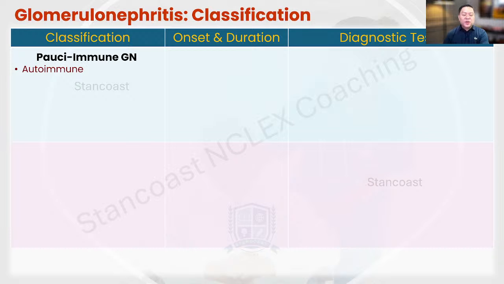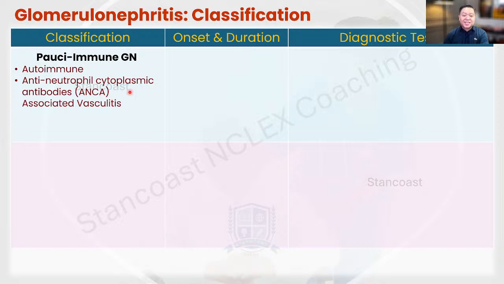Now, the cause is known to be the anti-neutrophil cytoplasmic antibodies, or known as the ANCA, or I'll just call it ANCA. And this is associated vasculitis. So again, that's anti-neutrophil cytoplasmic antibodies associated vasculitis. Quite a long name. So I'll just call it ANCA associated vasculitis.